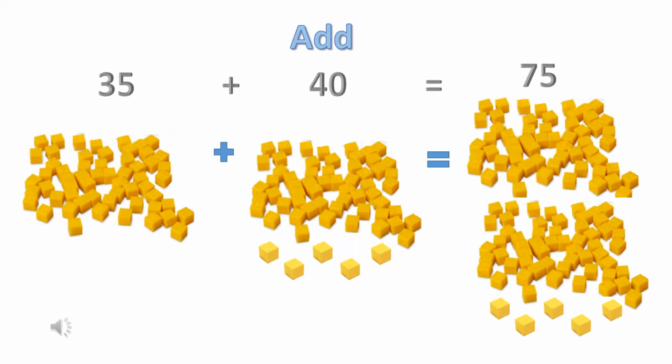So let's say you wanted to add 35 plus 40. You could get the little yellow cubes, count out 35, and then count out 40, and then put them all together and count them again. And you would find out that you now have 75 little yellow cubes.